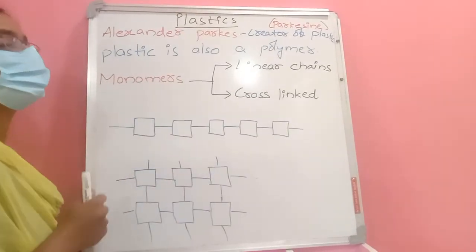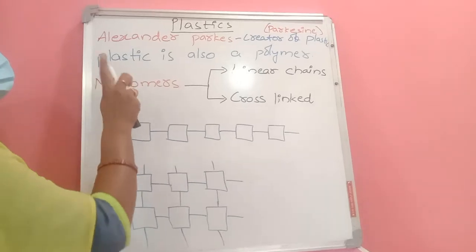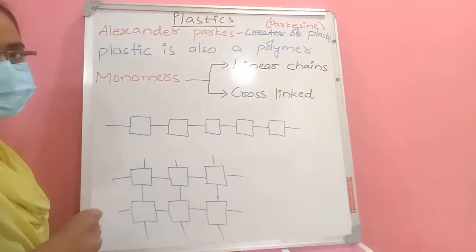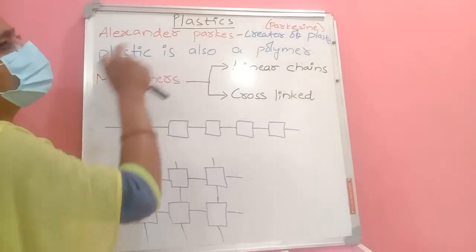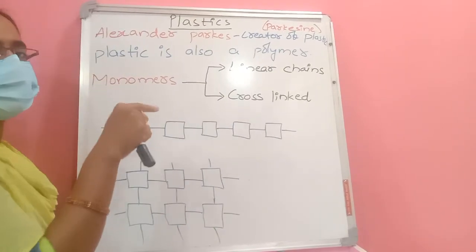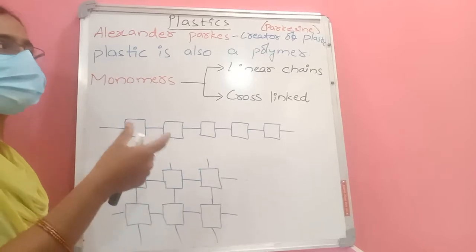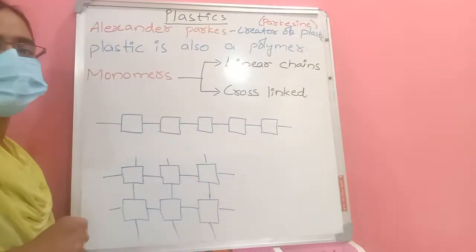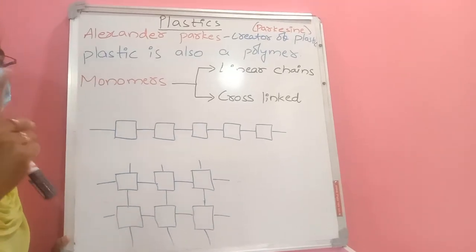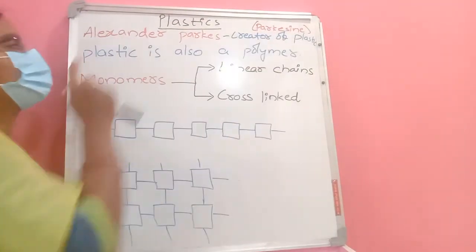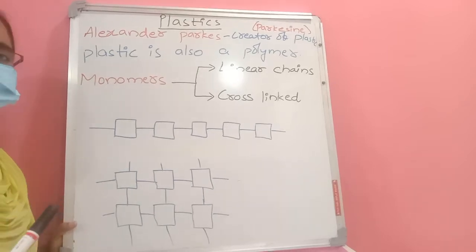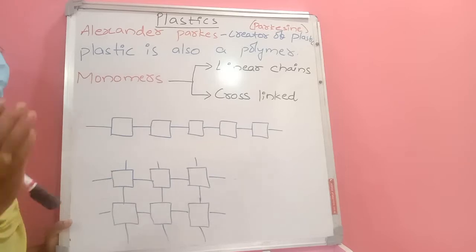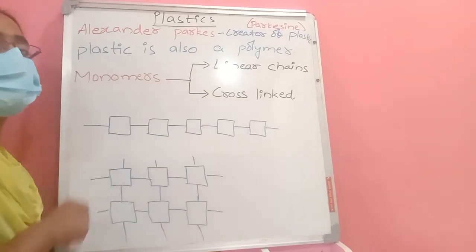So plastics. The creator of the first plastic is Alexander Parks, the scientist. Whatever plastic he first invented, that plastic's name is Parksine. Okay, this plastic is also a polymer like synthetic fibers. Synthetic fibers are polymers and plastics are also polymers.